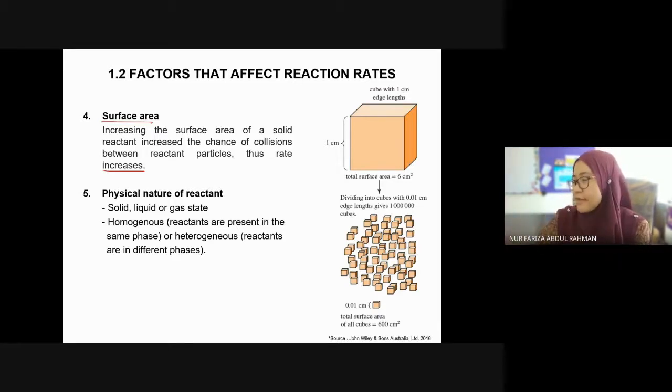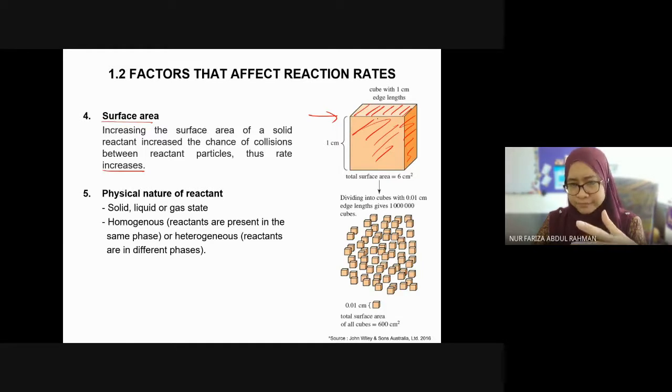So the same understanding we apply for this rate. The more surface area we have, the more collision that we can get. So imagine this is a chunk of cube ataupun a bulky cube, where you have the surface area yang exposed. This would be your surface area. So this is how much surface area that you can get from a chunk of cube. What if you cut this cube into smaller pieces?